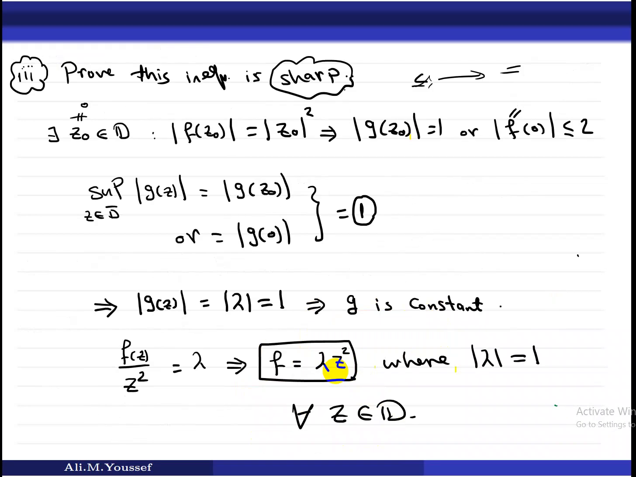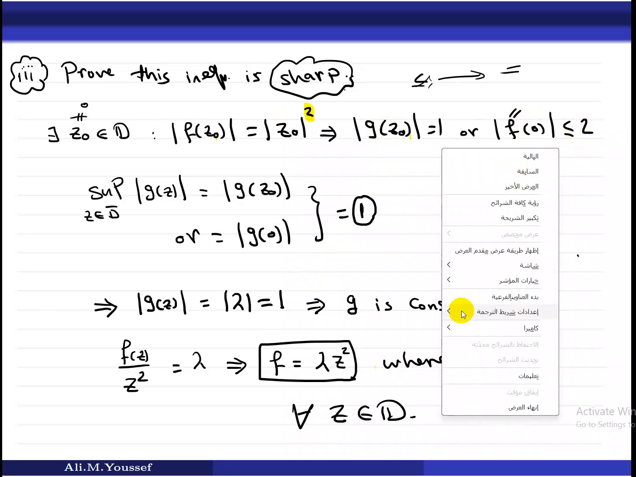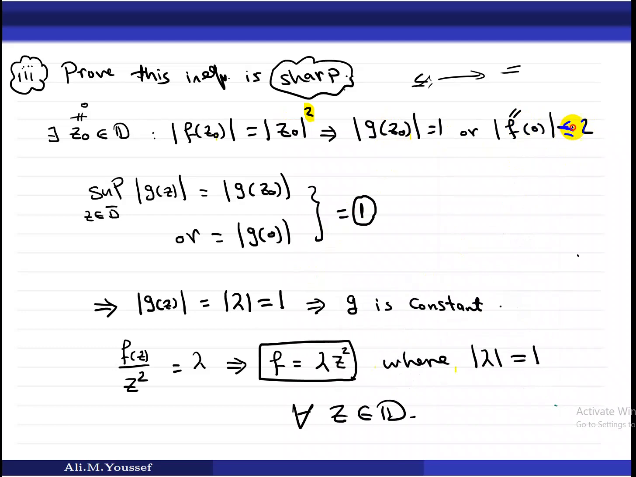Here, the third conclusion is the same. To prove that this inequality is sharp, we have z naught not equal to 0, and f of z equals z squared. This is the only thing that we change. So we have g of z naught equal to 1, and f double prime is equal to 2. Here this is equal. So we have the supremum of g equal to 1. So g of z is equal to lambda, with the modulus of lambda equal to 1. So we have f is lambda z squared, and the modulus of lambda is equal to 1. Done, the same as the previous one.